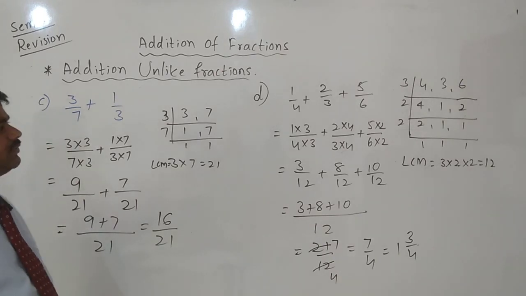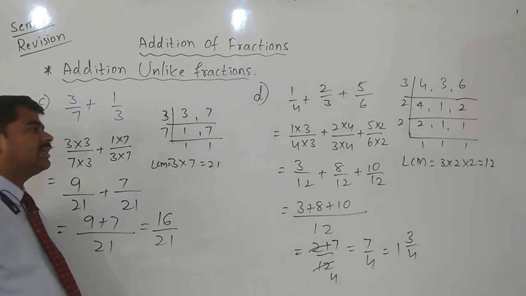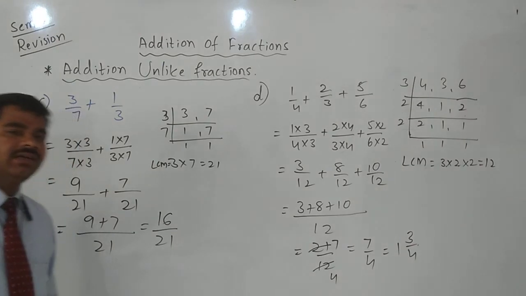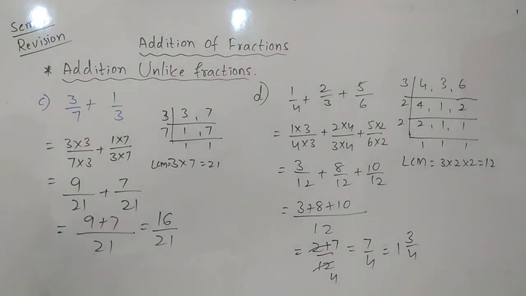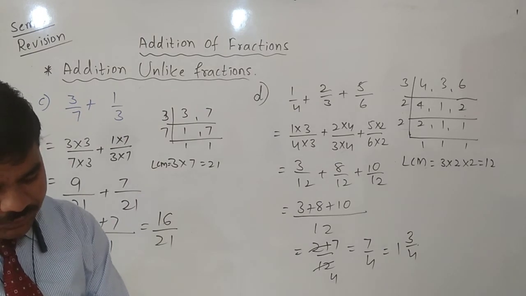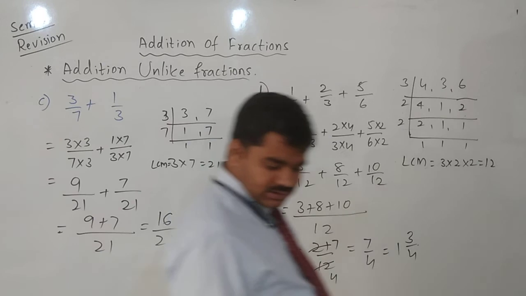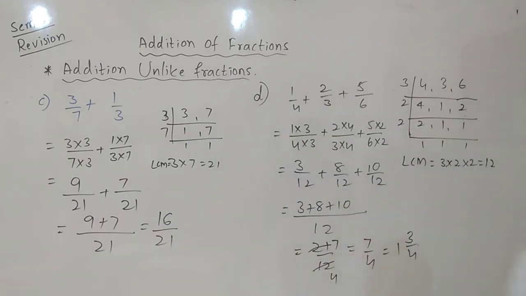Simple, no? We should convert the unlike fractions into like fractions by getting their LCM, least common multiple. Write these two also. And the next one, the fourth one, is addition of mixed numbers with different denominators, we will see now.